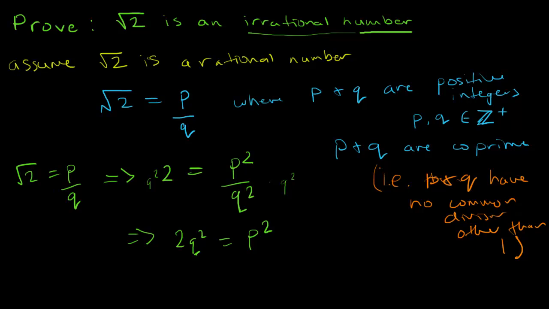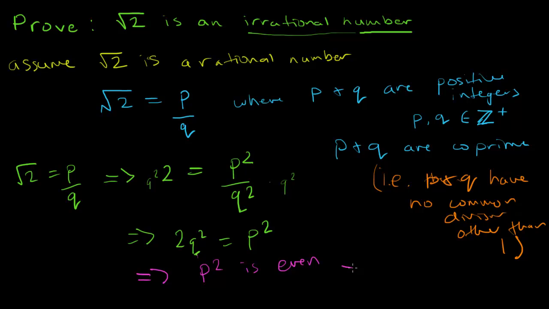Now, this is where it gets kind of interesting. If 2 times q squared, we don't know what q squared is. It could be any number. It definitely is positive because that's what we assumed, but it could be even, it could be odd. It doesn't really matter. The point here, though, is if p squared is equal to 2 times q squared, then whatever q squared is, p squared is even, because it's 2 times whatever q squared is. So this implies that p squared is even. In other words, it's divisible by 2.